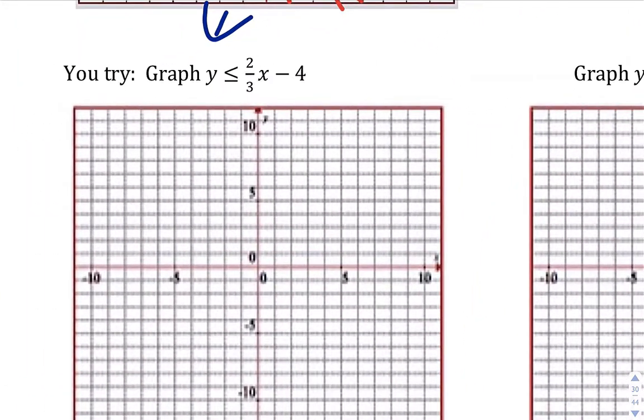So this one, y is by itself, so we don't have to algebraically get y by itself. The y-intercept is -4. The slope is 2/3. It means you go up 2 over 3 and make a dot, up 2 over 3 and make a dot. There's an equal sign, so we're going to use a solid line. And we're going to pick a point, test, and shade.